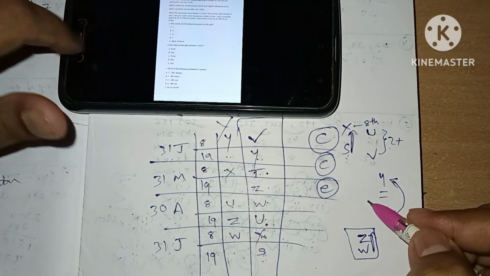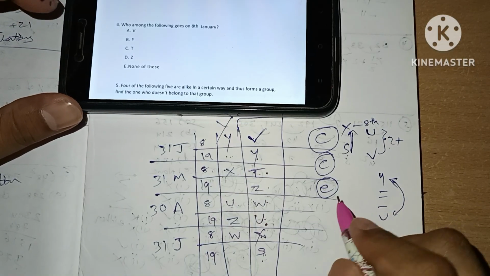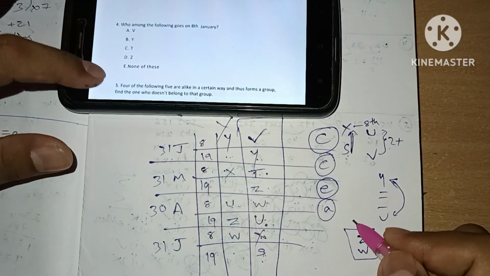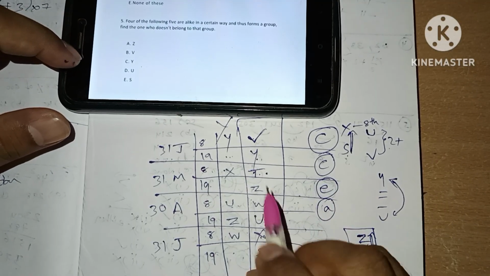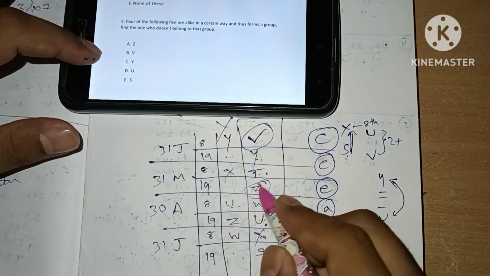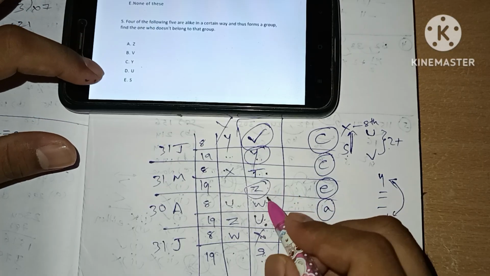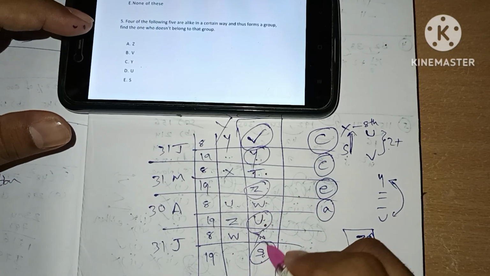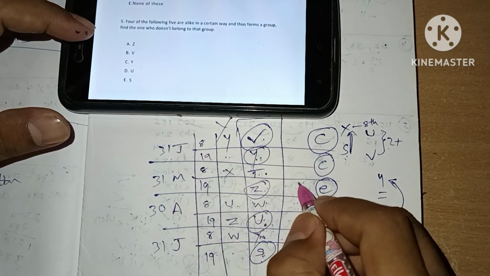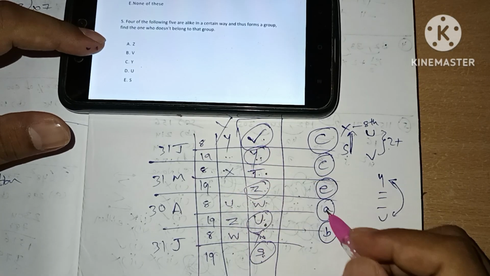Next one, fourth question. Who among the following goes on 8th January? On 8th January, W went for vacation. Option A is our answer. Next, 4 of the 5 are alike. The options are Z, V, Y, and next one, U, S. These all are 19th, but only V is 8th. So option B, V is the odd one out.